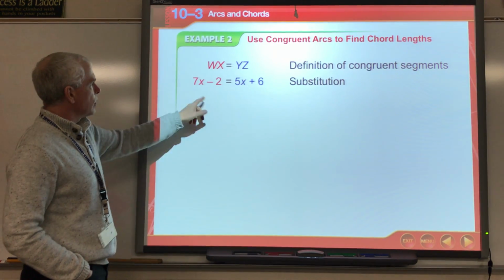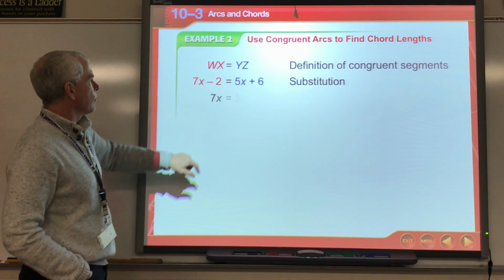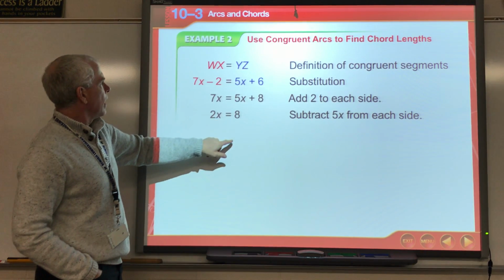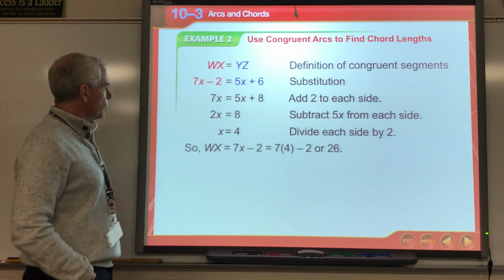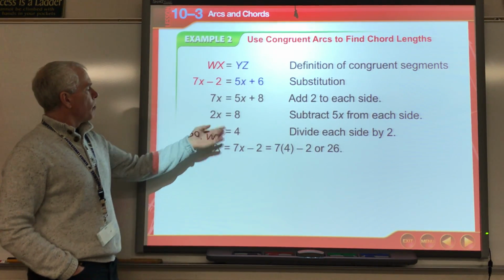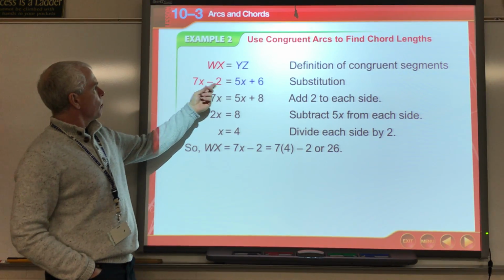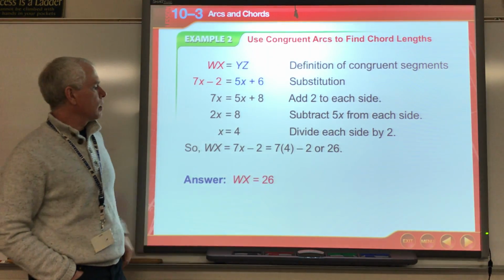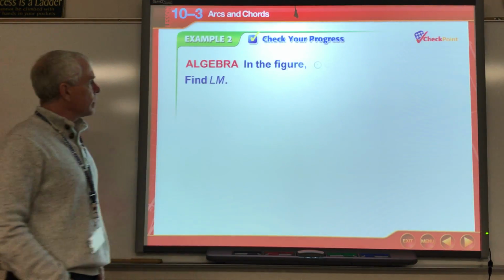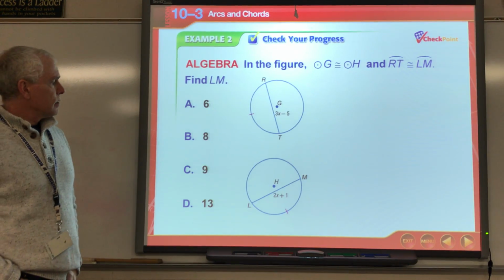So we'll set them equal to each other. The algebra here is pretty straightforward. Subtract 5x, add 2, divide by 2. Okay, so I know x equals 4, but I got to put it back into here. So 28 minus 2 is 26, and that's going to be the length of my chord. All right, so you guys give it a shot.